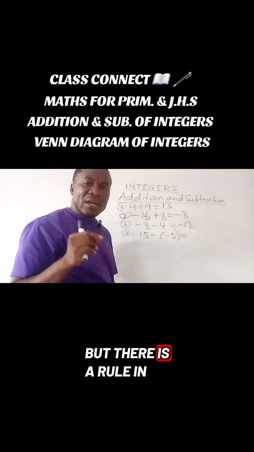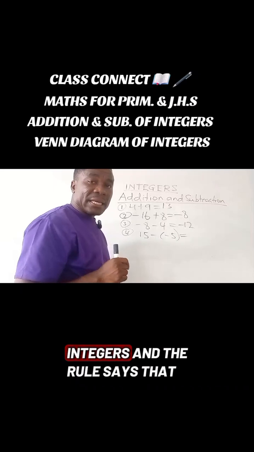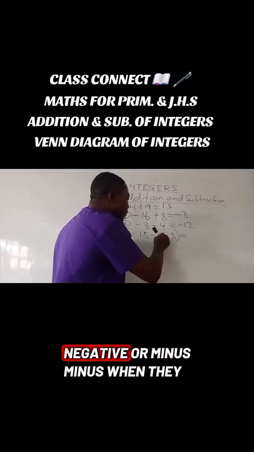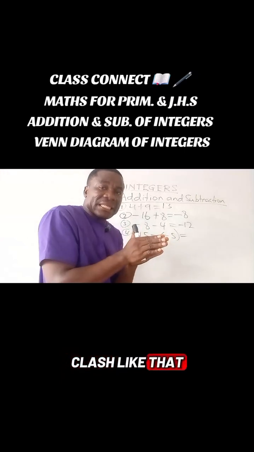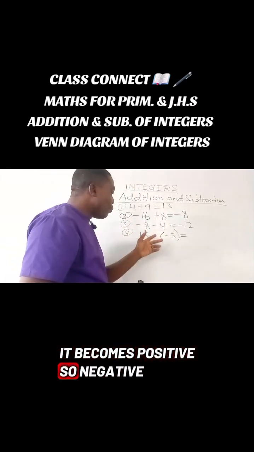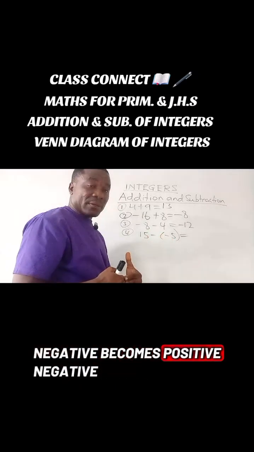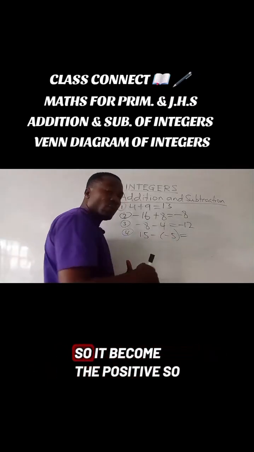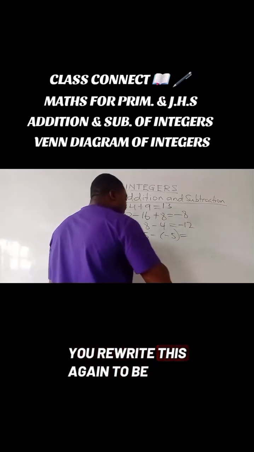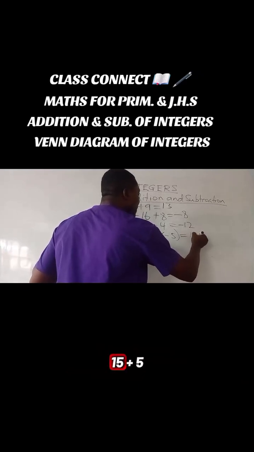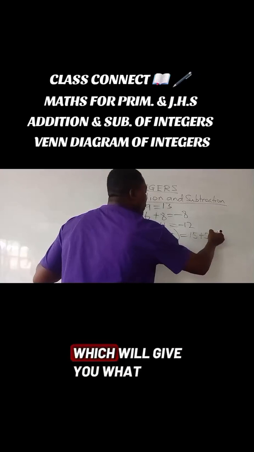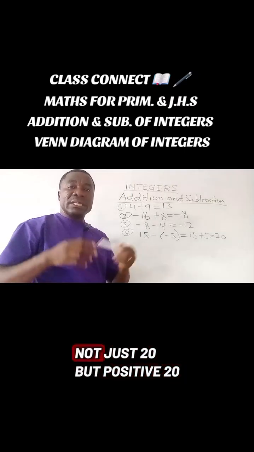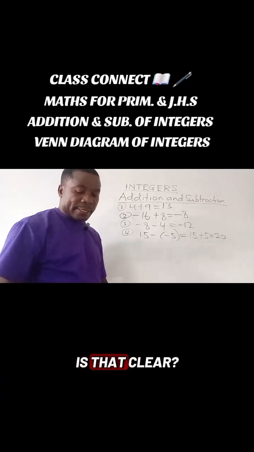But there is a rule in integers. The rule says that when two negatives clash, I mean, when they are closer together, negative, negative, or minus, minus, when they clash like that, it becomes positive. And bear in mind, they are closer. Nothing is between them, so it becomes positive. So you rewrite this again to be 15 plus 5, which will give you positive 20. Not just 20, but positive 20. Is that clear? All right.